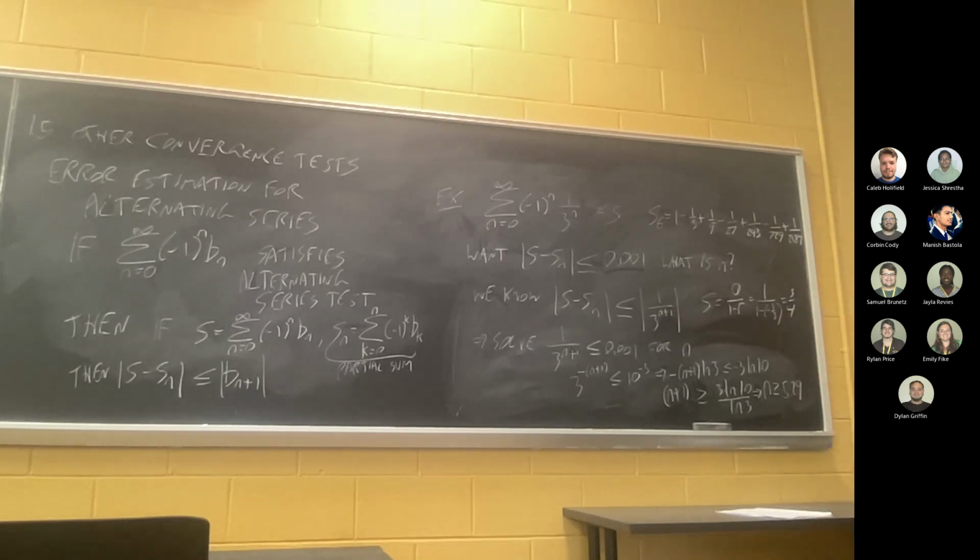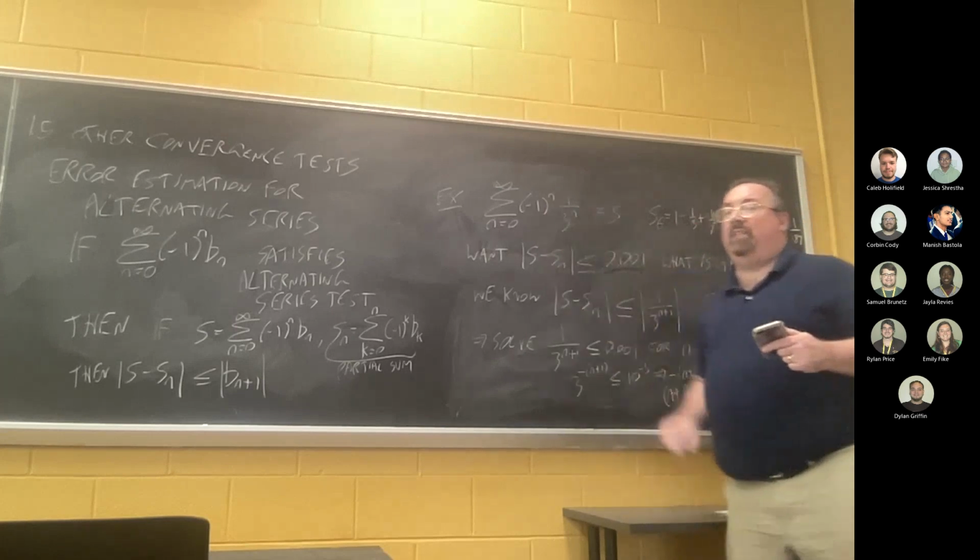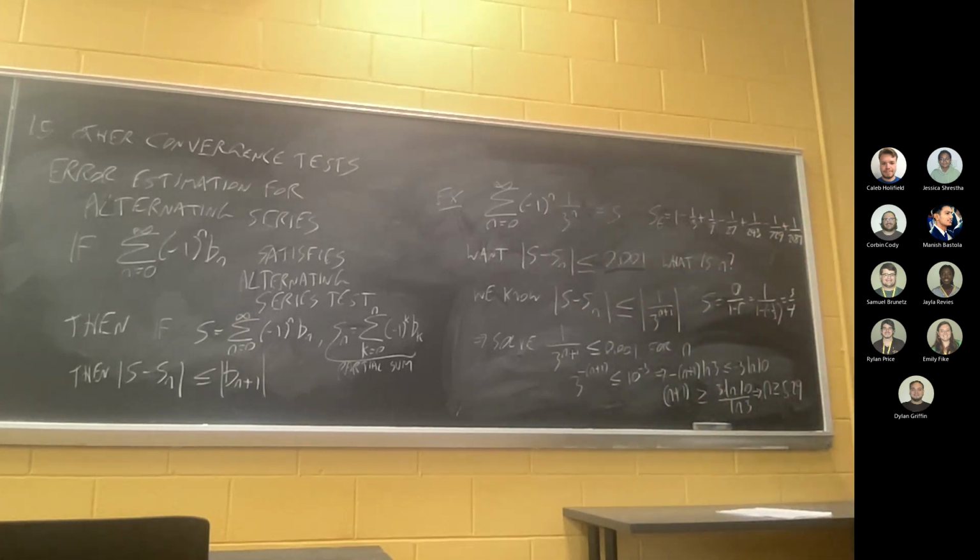So the true sum is the sum of the original series. This partial sum should be close to 3/4. Let's find out. It's 0.7439. That feels not close enough. Wait, 0.7439. Mhm.